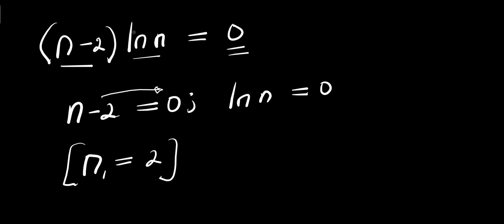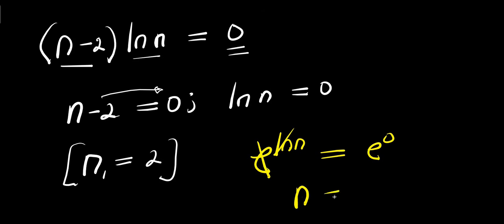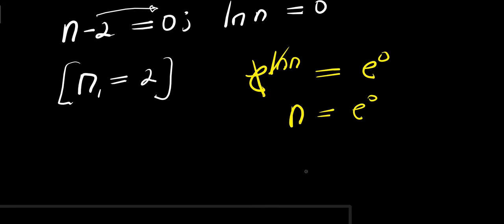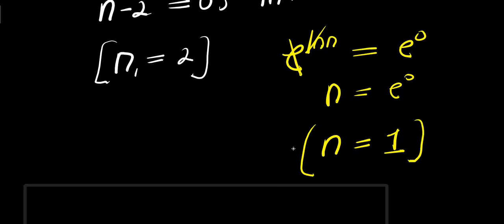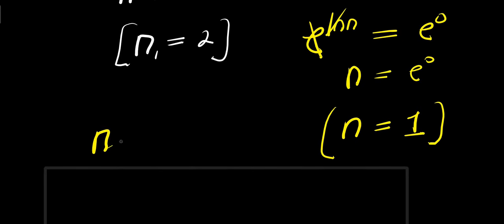To solve this, I make use of e. I have e power natural log n equals e power 0. E raised to the power of natural log cancel out. I have n equals e power 0. And from here, I have n equals e to the power of 0 is 1. So we have two values for n. I have n equals 1. And also, I have n equals 2.